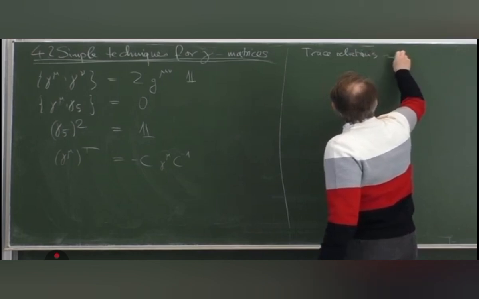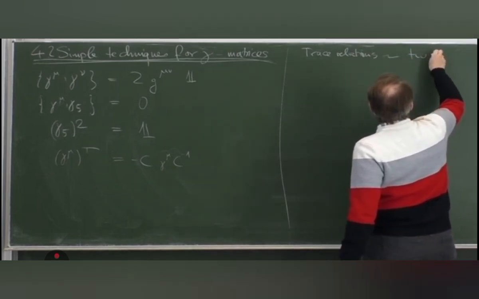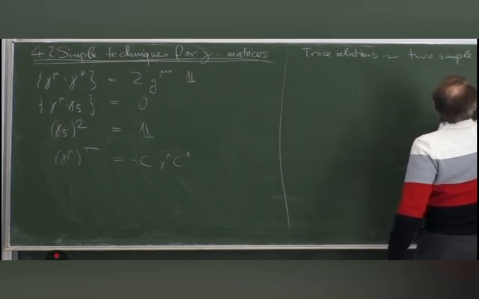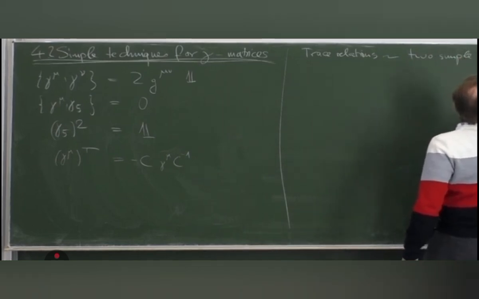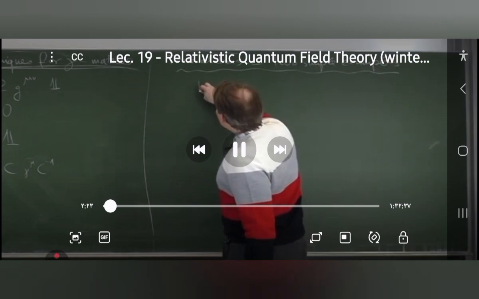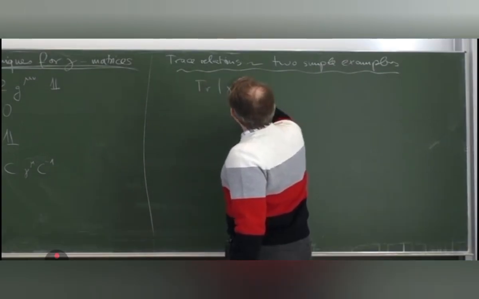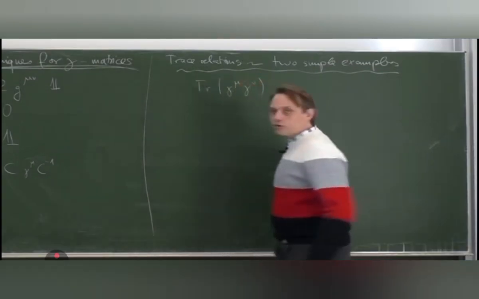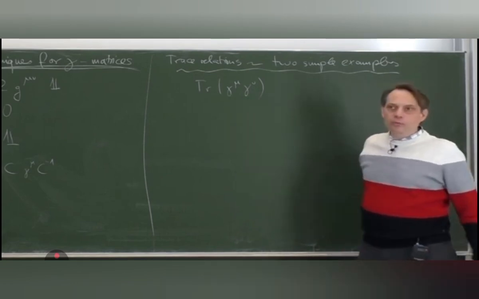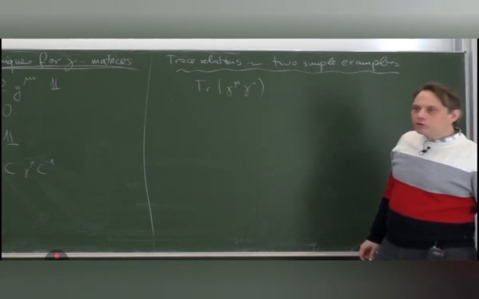And let us start with 2 simple examples. And the first simple example is this one, namely the trace of 2 gamma matrices, gamma mu, gamma nu. How do we compute this trace?